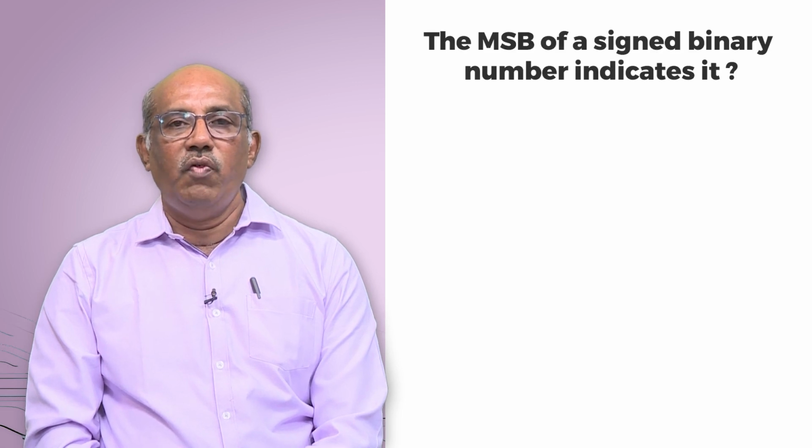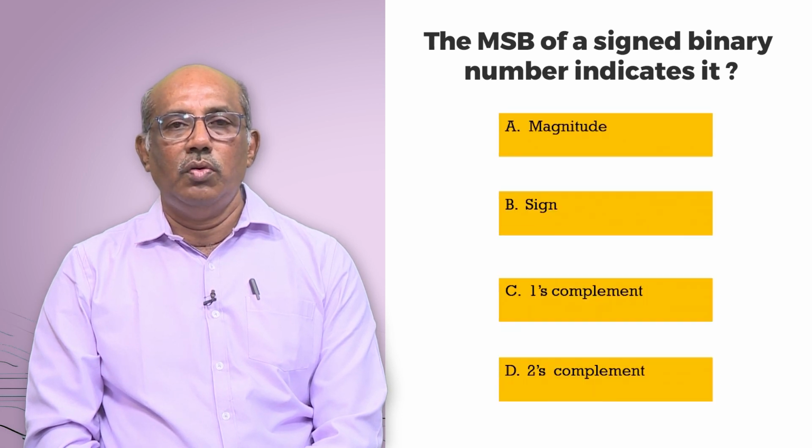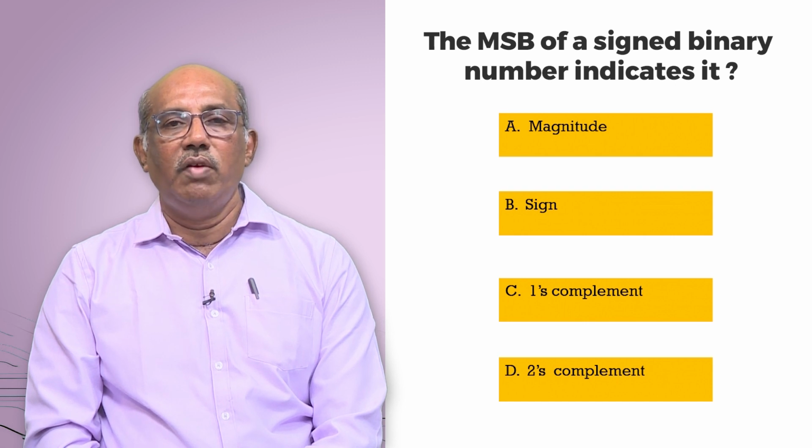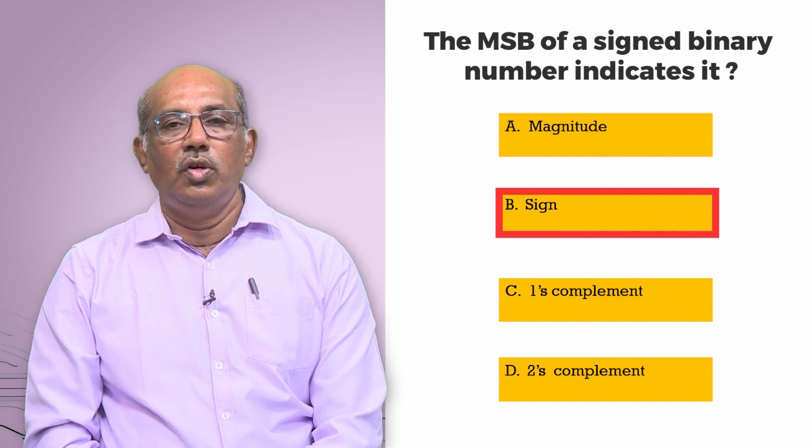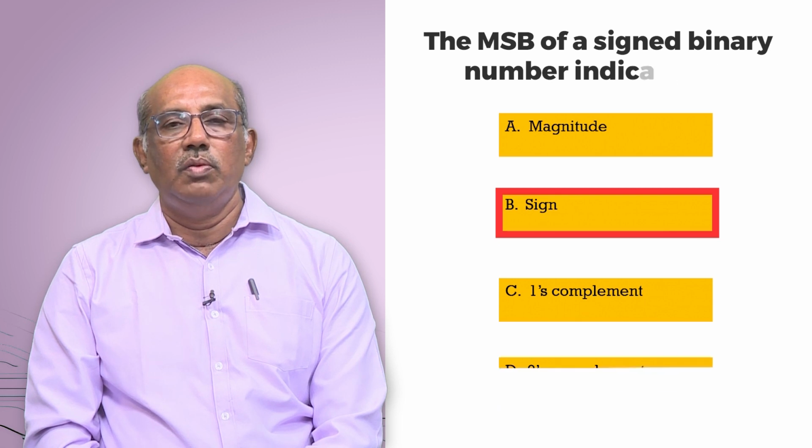The most significant bit of a signed binary number indicates what? The options are magnitude, sign, 1's complement or 2's complement. We know that in a signed binary number, the most significant bit indicates the sign of that particular number. If it is positive, we represent it by 0, and if it is negative, we represent it by 1. Therefore, the right option is B.